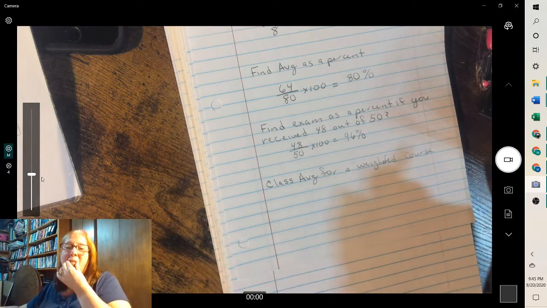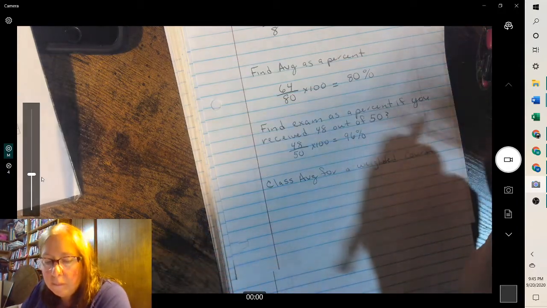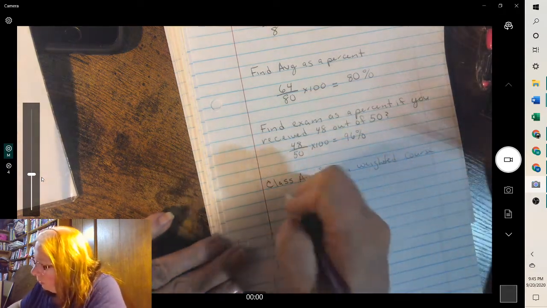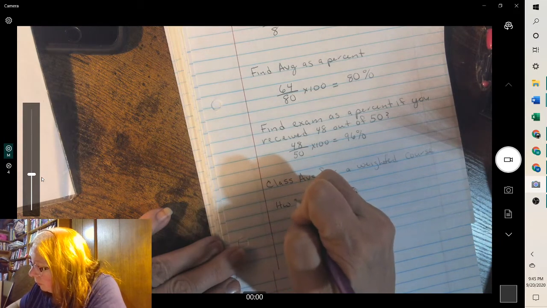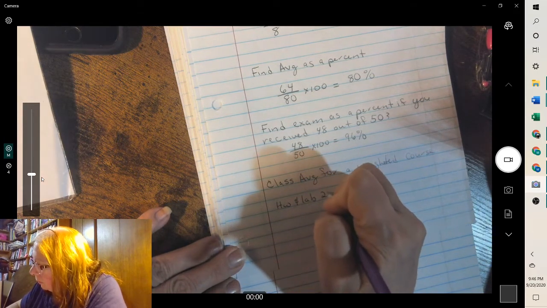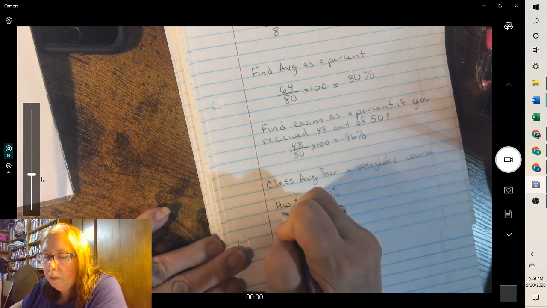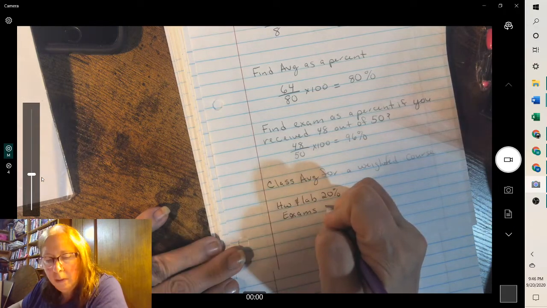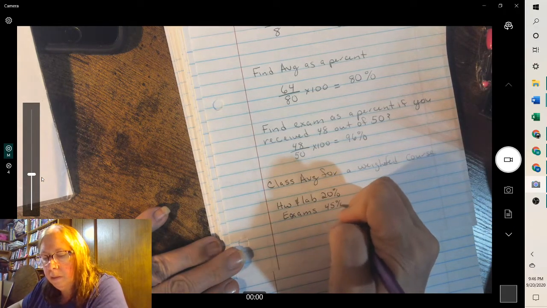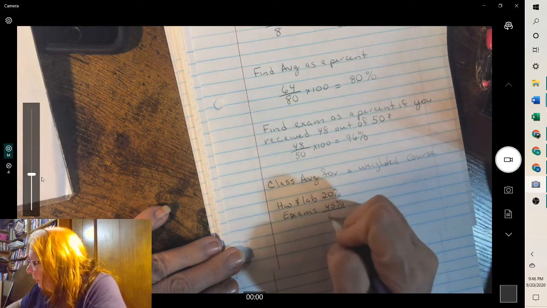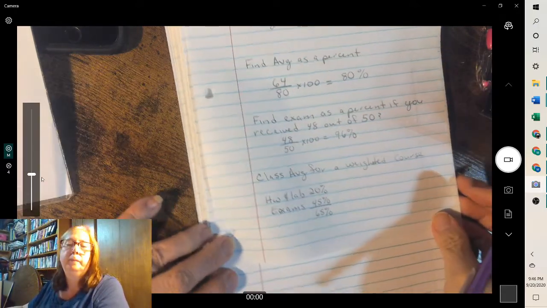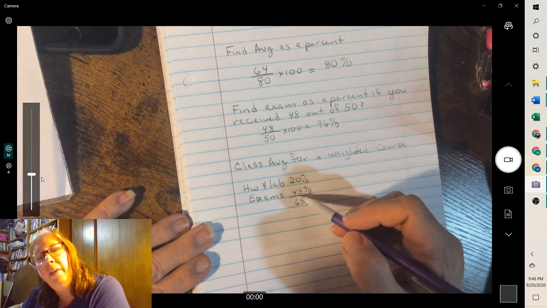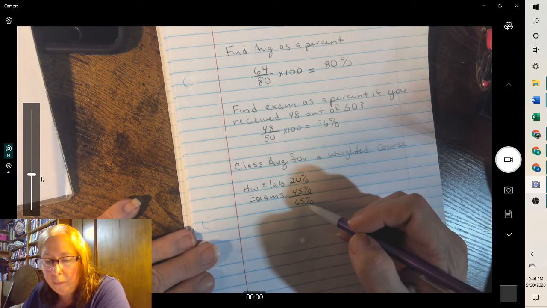Okay, class average for a weighted course. Let's see, what do we want to have? Homework and labs are 20%. Exams are worth 45% for a total of 65%. So we have homework and labs worth 20%, exams are 45%, that's a total of 65%.